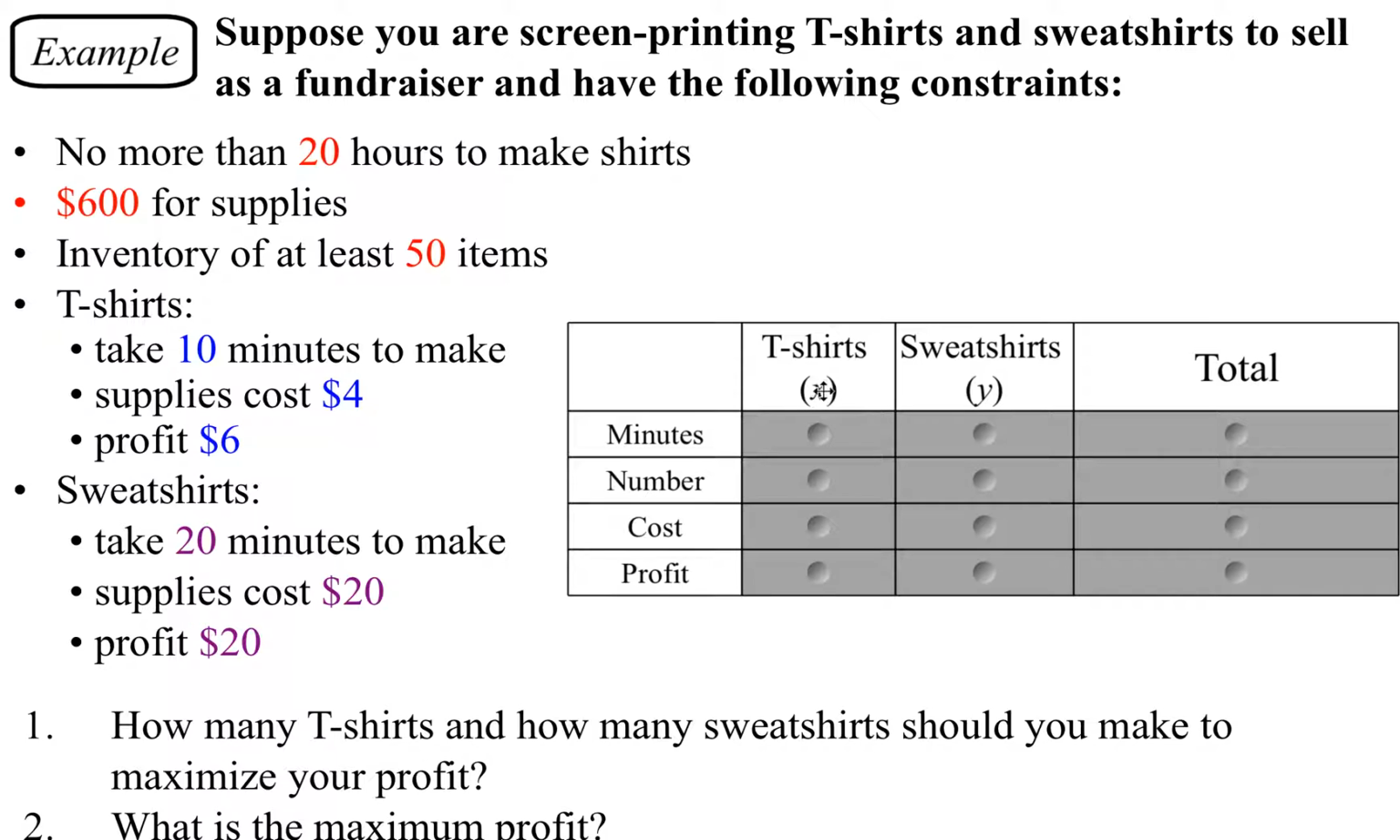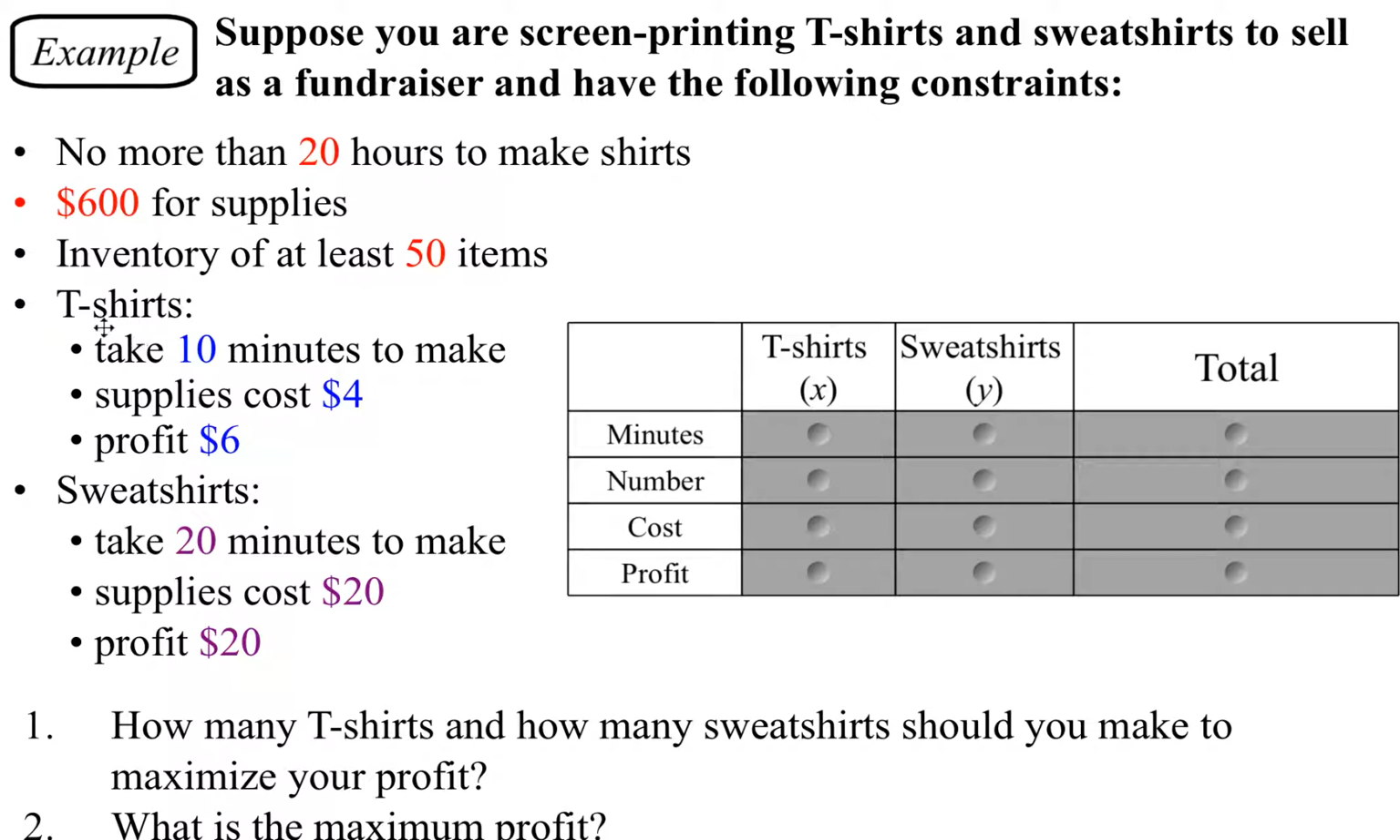So here's a real-world example. Suppose you're screen printing t-shirts and sweatshirts, and we want to sell these as a fundraiser, and we have some constraints. We don't want to spend any more than 20 hours making shirts. We want to have no more than $600 for supplies, that's our budget, and we want to have at least 50 items to sell. So those 3 constraints.